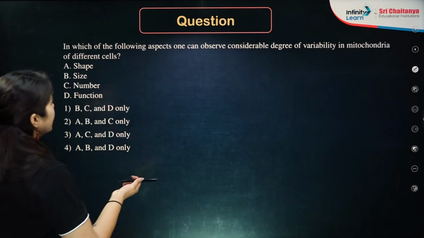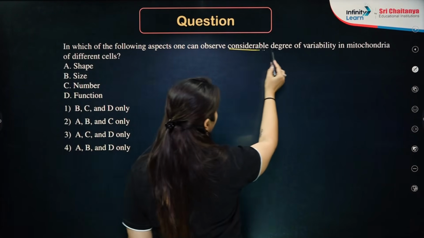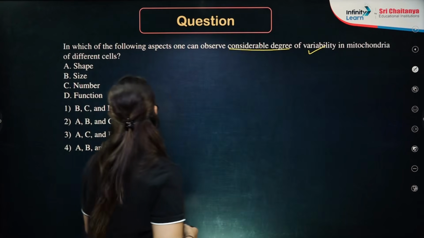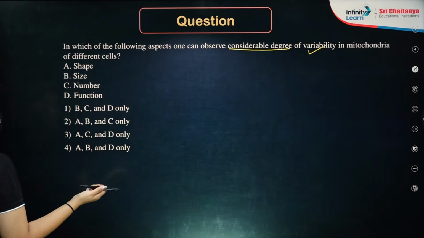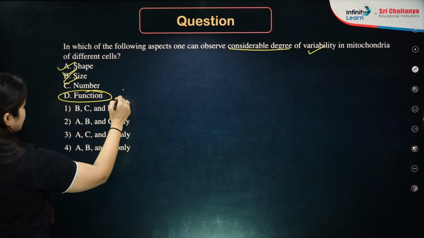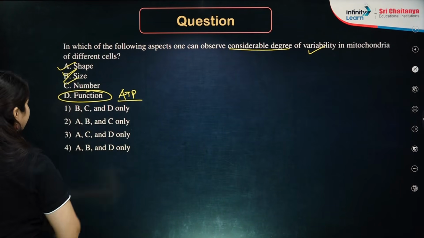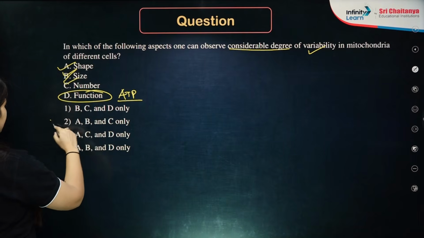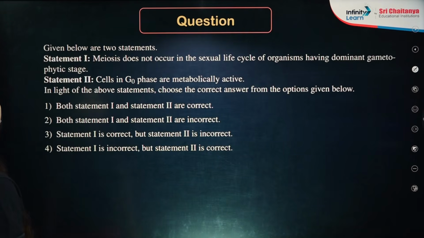In which of the following aspects can one observe considerable variability in the mitochondria of different cells? In different cells, the mitochondrial shape, size and number can be different. The function will always be the same, which is production of ATP. So A, B and C has to be the correct answer, which is option number 2.